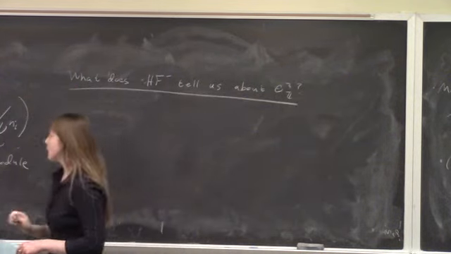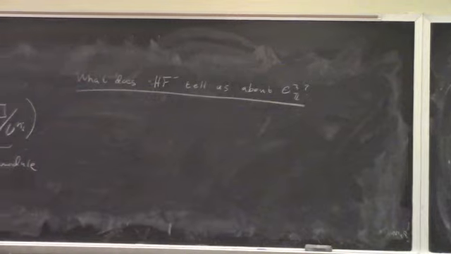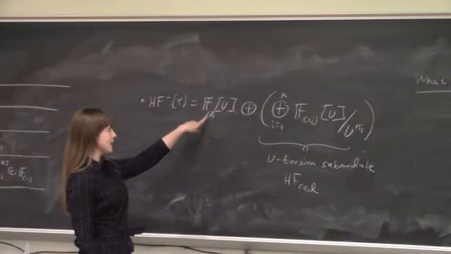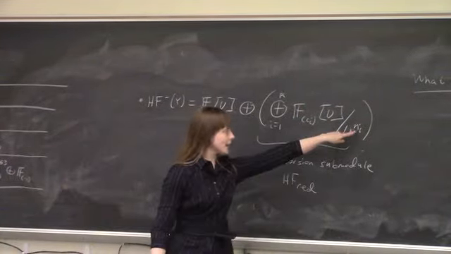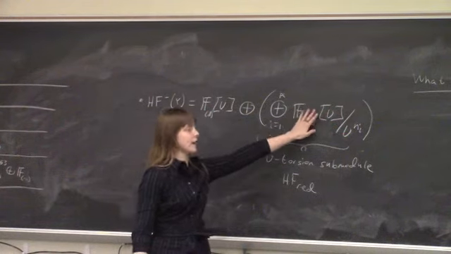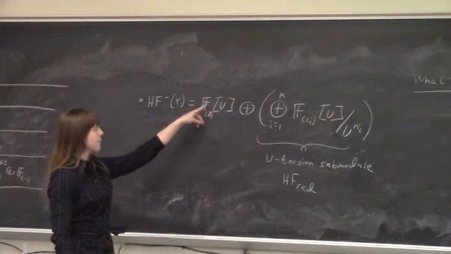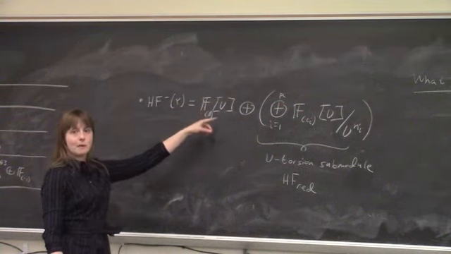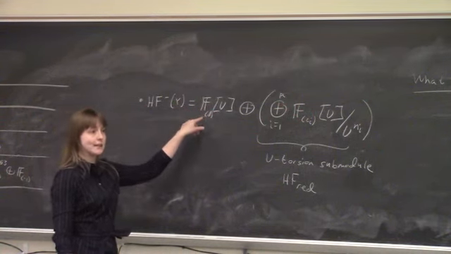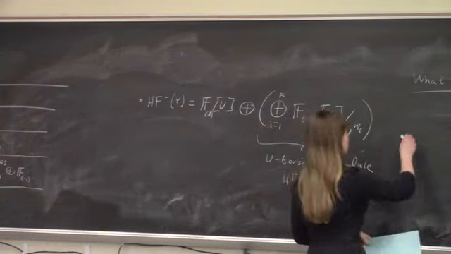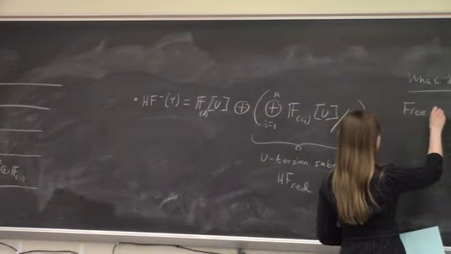Okay, so there's not that much information going on here. There's this number, and there's these numbers, and there's these numbers, and we're not actually going to use those for anything today. So the first thing is, what does the free part of HF minus, the single copy of F adjoin U, tell us? The only information is this number d, but that does turn out to be information by work of Ozsváth and Szabó.